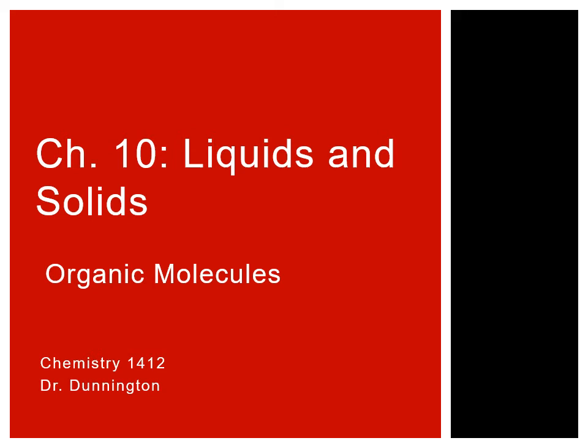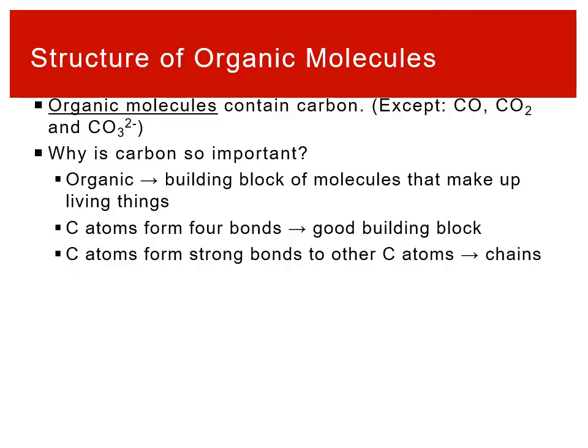Now we want to change gears a little bit, pause the idea of intermolecular forces, and talk about what are called organic molecules. So organic molecules are molecules that contain carbon, generally except for the ones that we've talked about or used in a Gen Chem 1 setting: carbon monoxide, carbon dioxide, carbonate anions, just elemental carbon. But all other molecules that contain carbon are called organic.